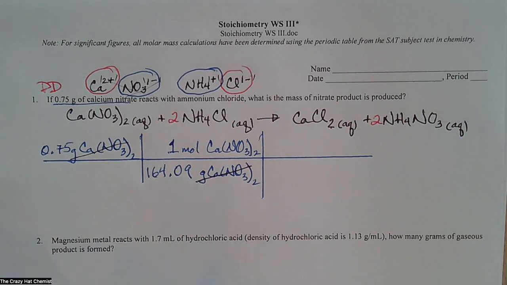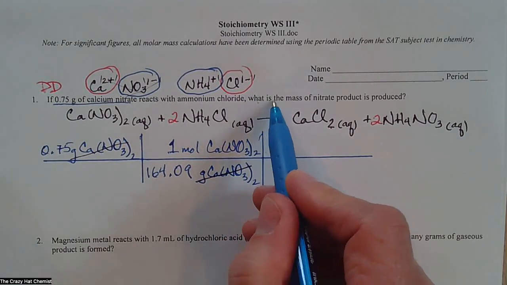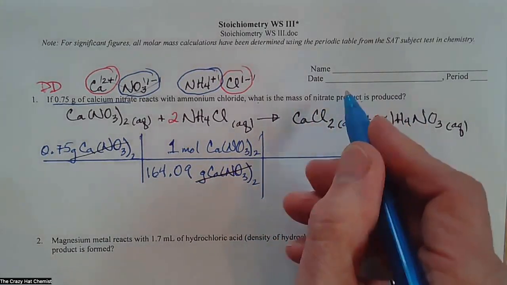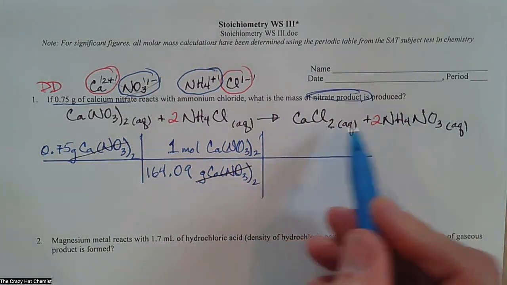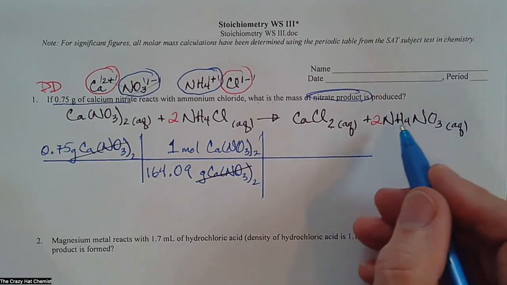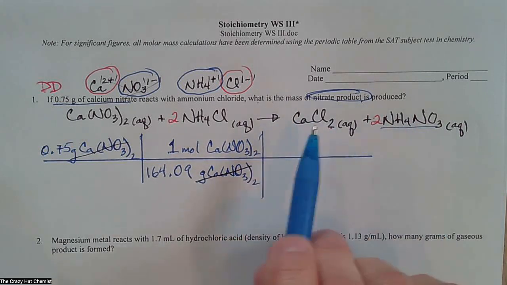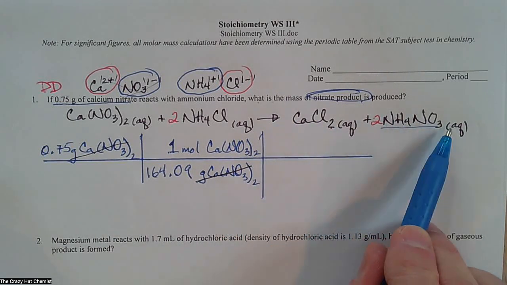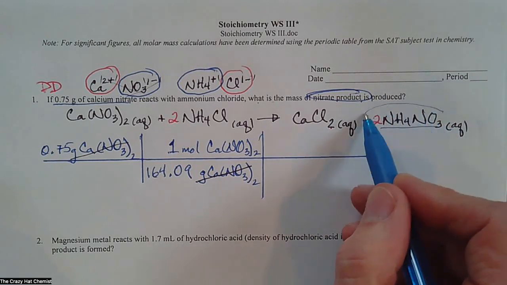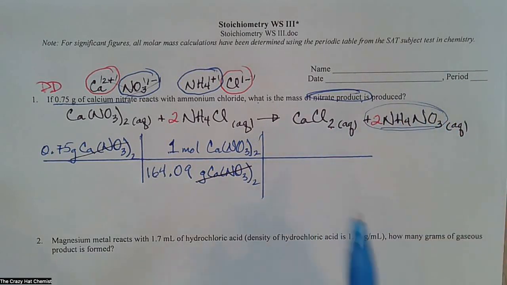Now, the question asks, what is the mass of nitrate product? So I need to find the nitrate product. What is the nitrate product? It is right here with ammonium nitrate. I just want to make sure that you understand that the products are calcium chloride and ammonium nitrate. So I'm choosing ammonium nitrate because it is a product that has nitrate in it. But I'm not just looking for nitrate. I'm looking for the whole product that has nitrate in it.